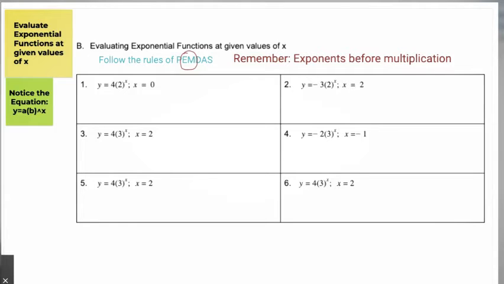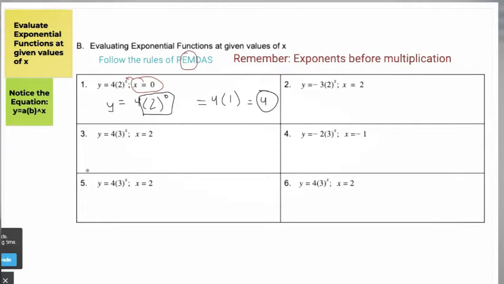Let's see the first example. We're going to take this x value, and like I said, this is the plug it in. So we're going to plug it in for x right there. So when I rewrite it, I get y equals 4 times 2 raised to 0. And we're going to do exponents first. So exponents says do that first, which is 4 times 1, because anything raised to 0 is 1, which means my answer is 4.